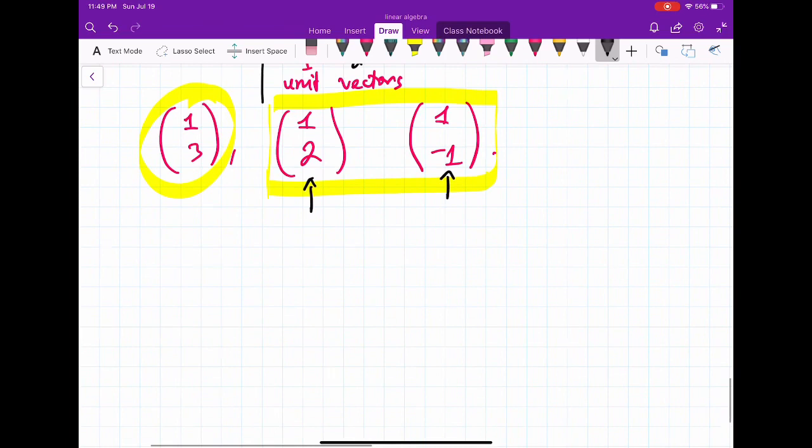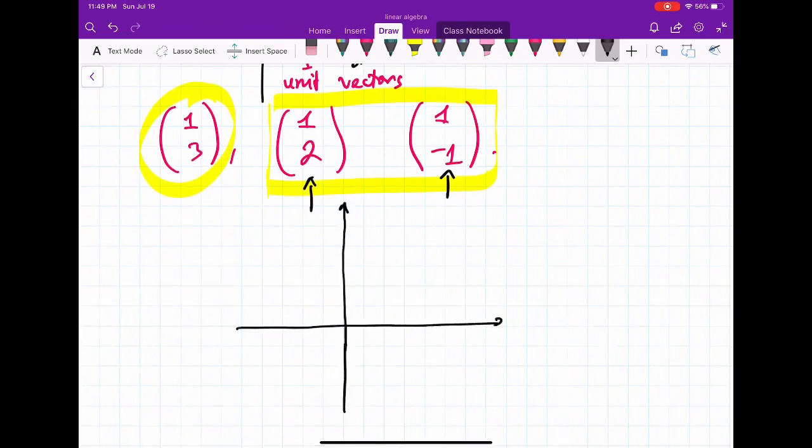Okay, let's draw that out. Let's plot them on the plane, and we'll see. I have (1, 2). Where's (1, 2)? This is 1.